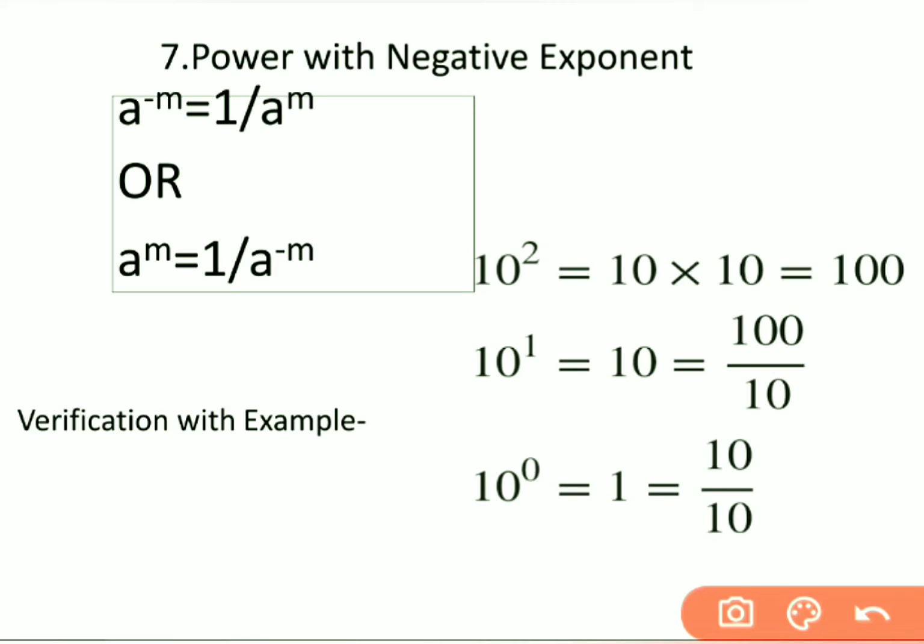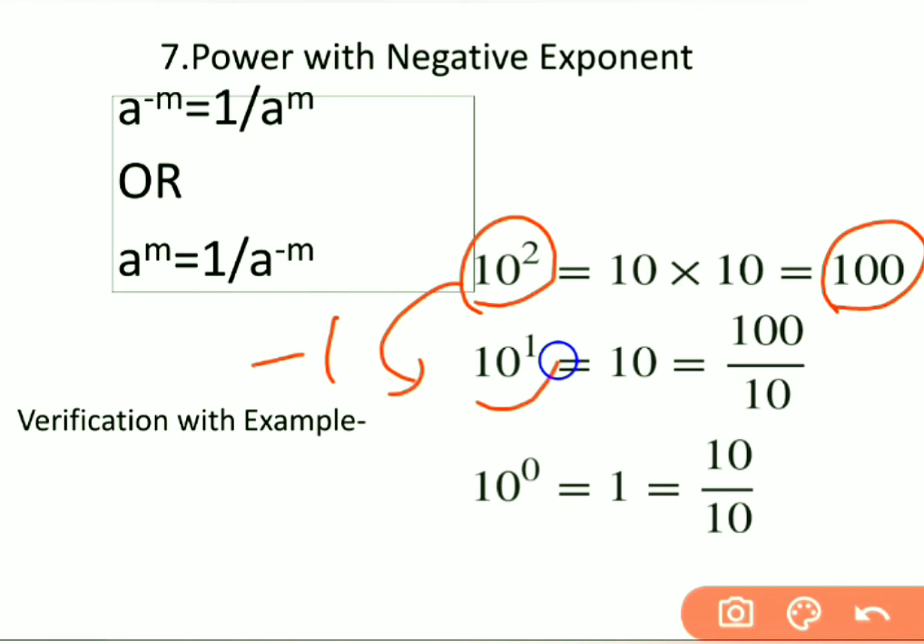Student, we will verify this law of exponent with an example. You will see some pattern written on the right hand side of the screen. We will verify this law of exponent with the help of the pattern. The value of 10 raised to the power 2 is equal to 100. Decrease the exponent by 1. You will get 1 as the exponent. 10 raised to the power 1 is equal to 10.